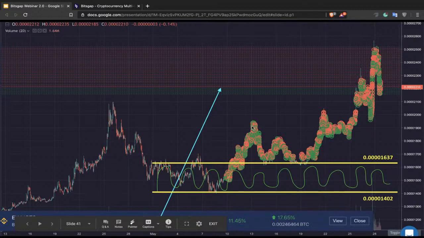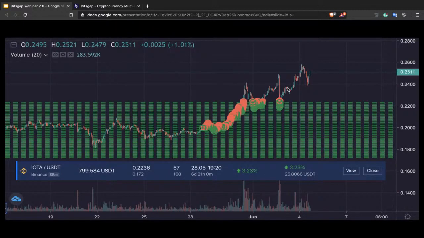Here's another example. In this case, we don't have our trailing up function on. And here what we see is that without the trailing up function on, we got stuck at that level, at this area, and we skipped this price appreciation. If we would have our trailing up function on, we would see trades here on the chart, but we don't have them because we got stuck.